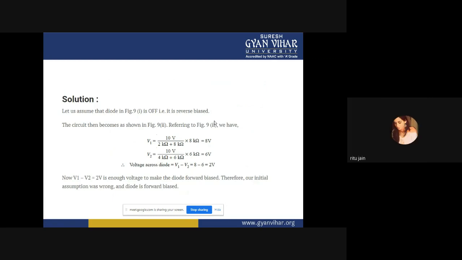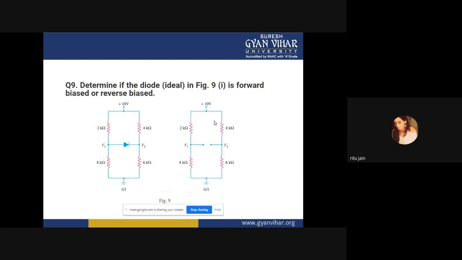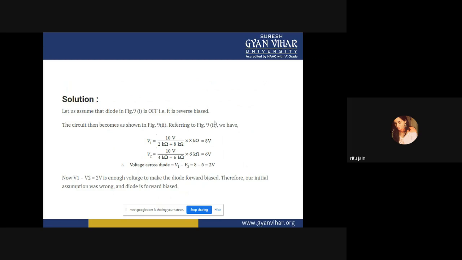So let us assume that the diode is in the off state, that is, reverse biasing. The circuit then becomes as shown in figure 9.2. Now you have to find the voltages V1 and V2 in this condition. You can see that the voltage V1 is equal to 10 volt divided by 2 kilo ohm plus 8 kilo ohm, into 8 kilo ohm, which is equal to 8 volt.